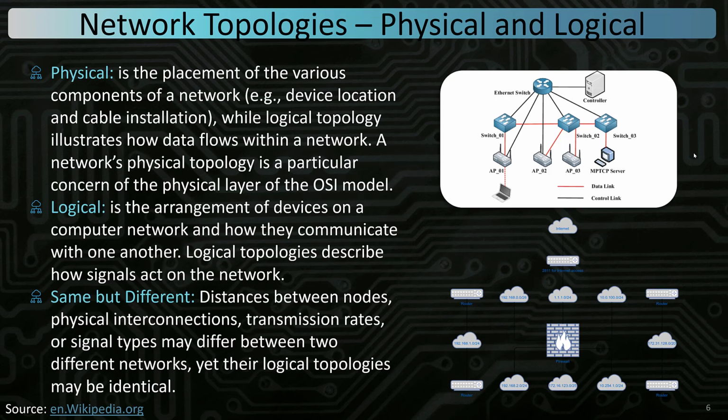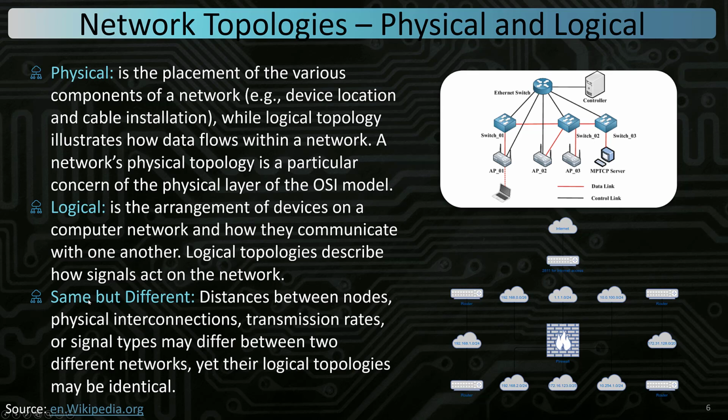As we talk about networks, we're looking at both the physical and the logical. So the physical is the placement of various components like the cable, like the terminator, and like the devices that manage route traffic or switch or hub traffic, okay? While the logic illustrates how data flows. So when we're talking about physical, we're talking about the devices. When we're talking about logical, we're talking about the packets and the protocols, such as TCP/IP, that allows data to be transferred over the network, okay? Communicate with one another. Logical topologies describe how signals act on the network. So that's what we're talking about here.